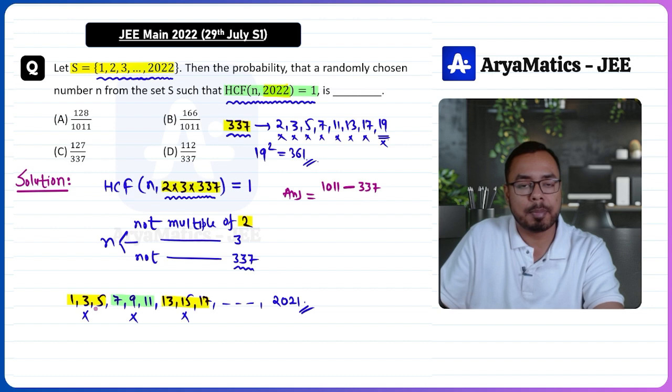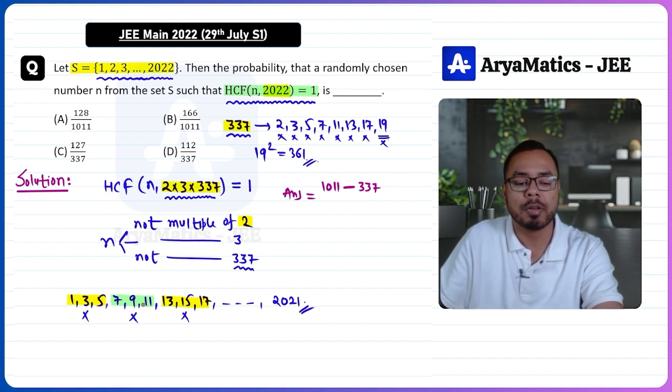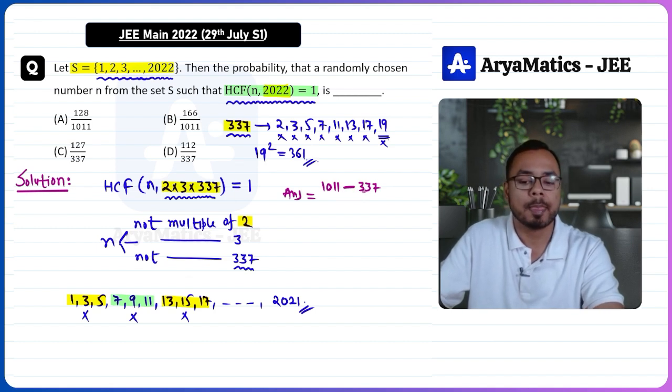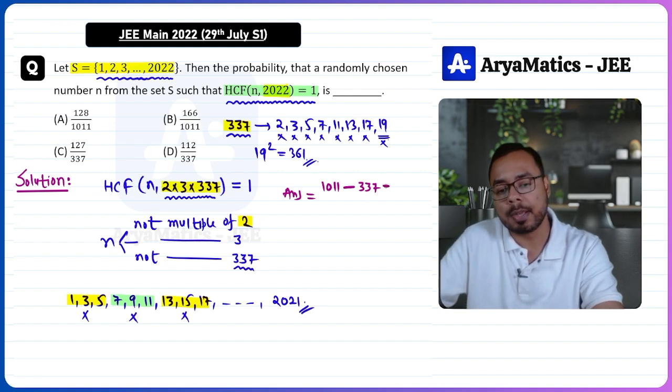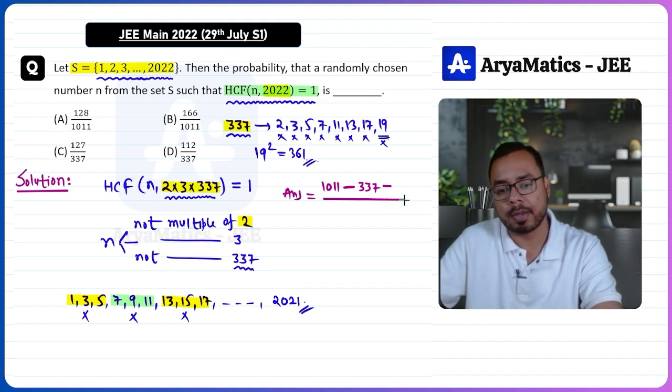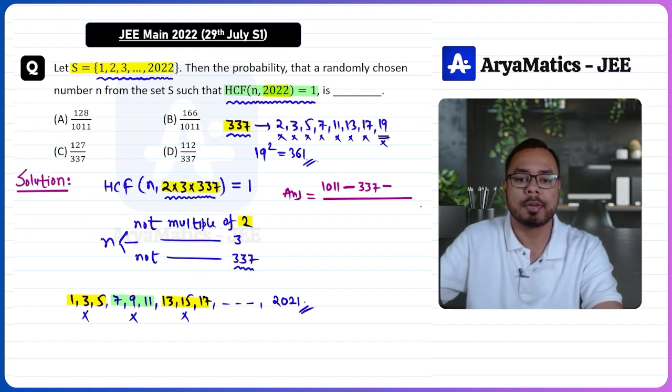So from these three numbers, in every triplet, you have one multiple of 3. Right? In 1, 3, 5, you have one multiple of 3, in 7, 9, 11, another one multiple of 3, and so on. So 1011 divided by 3 will give us 337 triplets. And every triplet has one multiple of 3. So these are the multiples of 3. And remember, we also need to remove multiples of 337 because the number cannot be a multiple of 337 also.